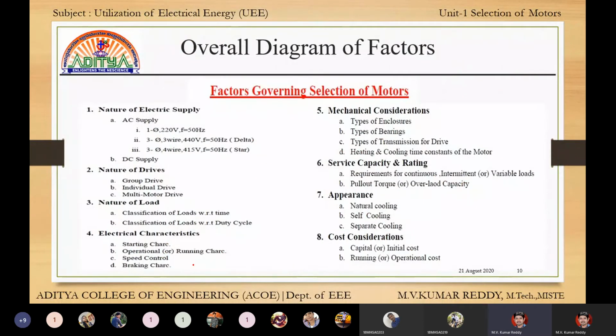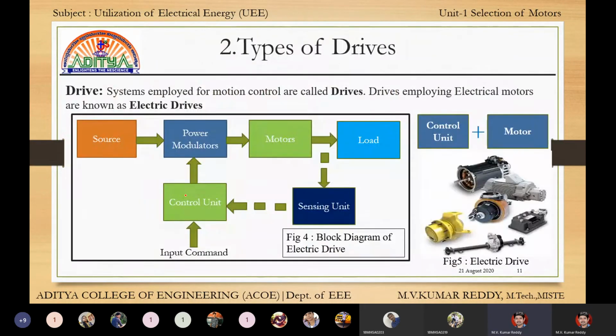Again we get the same slide. That means the first topic is completed. Next, second topic. The second topic is the nature of drives. There are three types of drives depending upon the number of motors: group drive, individual drive, and multi-motor drive. Let us see each one.